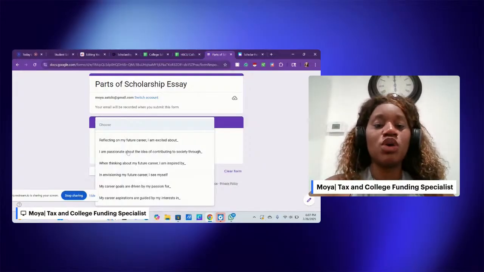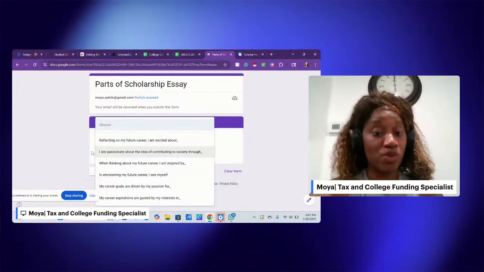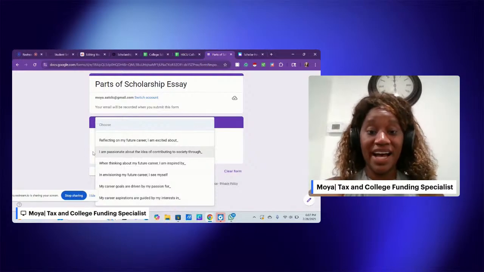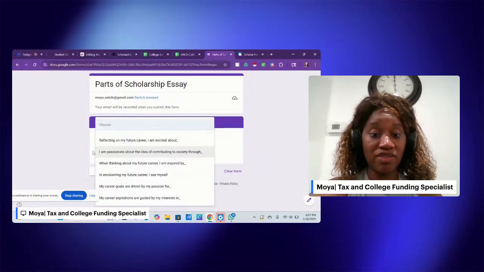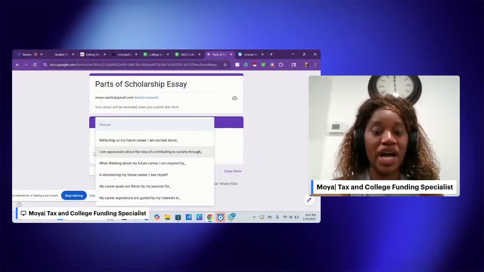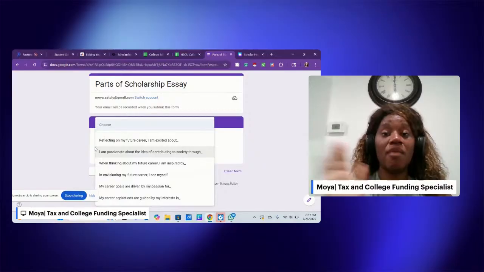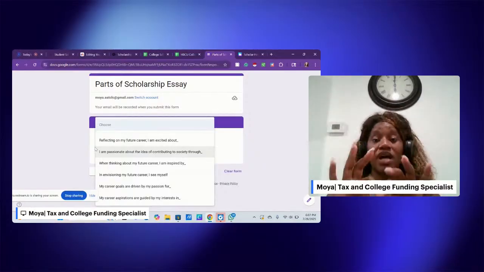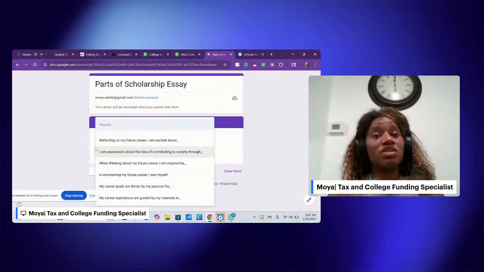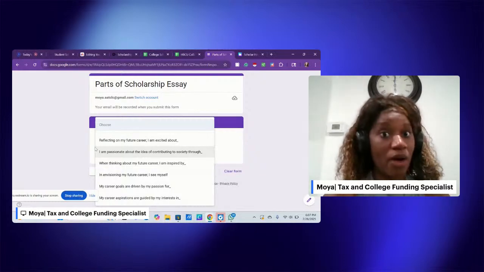So reflecting on my future goal, my future career, I'm excited about. I'm passionate about the idea of contributing to society through. When thinking about my future career, I'm inspired by envisioning my career. I see myself. My career goals are driven by my passion for. My career aspirations are guided by my interest in. So this can be a two-part area. So this can very much be, hey, this is about me, and you have a specific through line. Okay. And remember, if you're focusing on you, it's got to be strong. Like, it's got to be like, okay, wow, I see you.